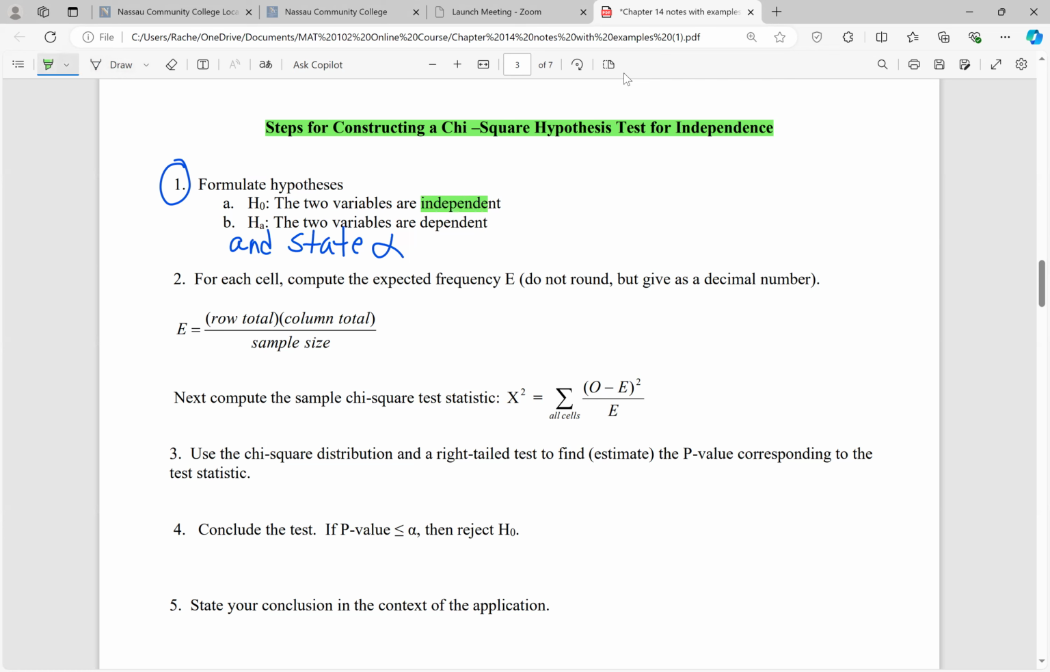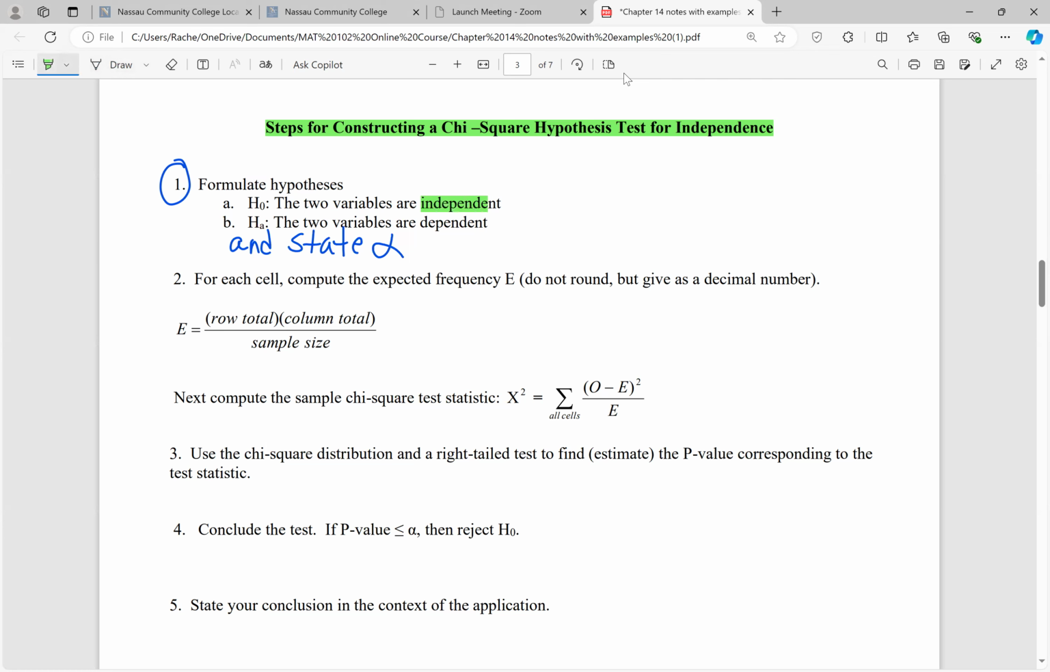So I rounded above just to make it easier on us. The reason here it says do not round, but give as a decimal number is because the more precise we are, the more precise our chi-square statistic is going to be once we calculate it. I'm going to be doing this in the calculator using a chi-square test for independence, so we're not going to have to worry about it. This would be if we're doing it by hand every single time.